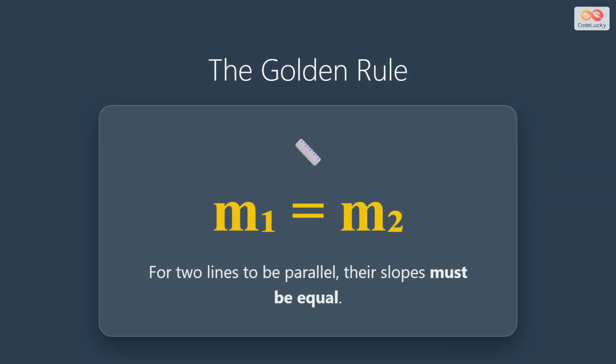Here is the most important rule for today's lesson. For two lines to be parallel, their slopes must be exactly equal. In mathematical terms, m1 must equal m2. If the slopes are the same, the lines point in the exact same direction.